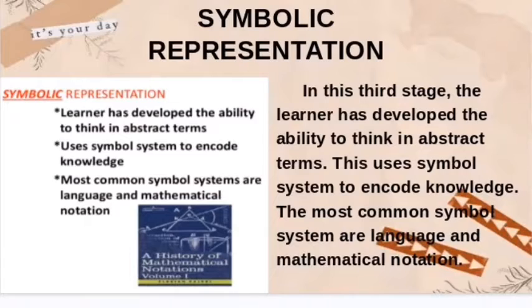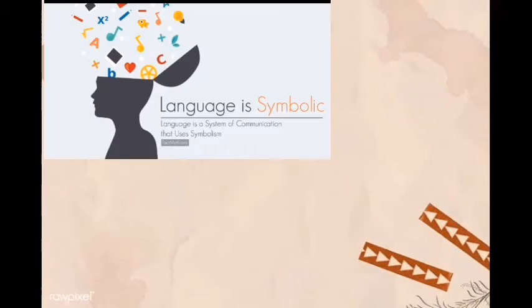In this third stage, the learner has developed the ability to think in abstract terms. This uses a symbol system to encode knowledge. The most common symbol systems are language and mathematical notation. The symbolic stage, from 7 years and up, is when information is stored in the form of a code or symbol such as language. Each symbol has a fixed relation to something it represents.